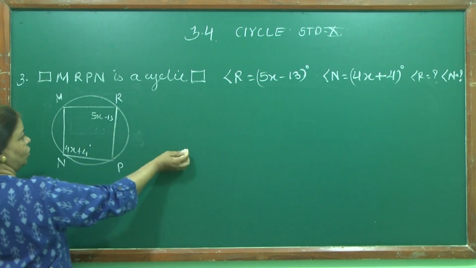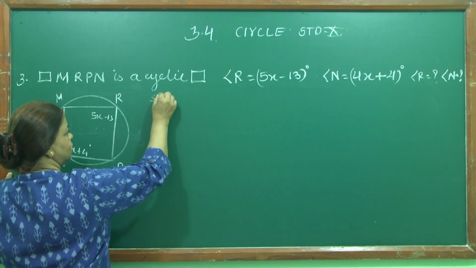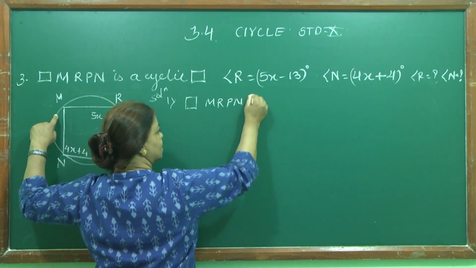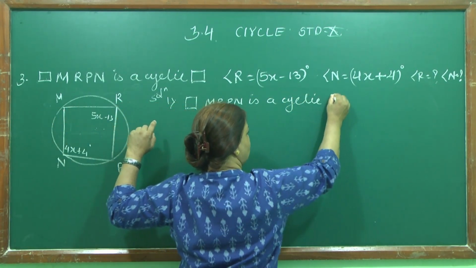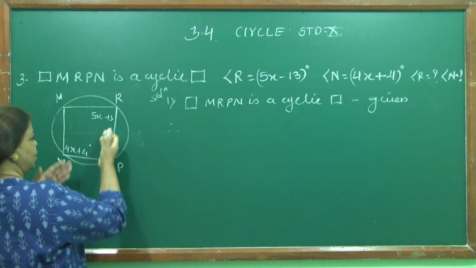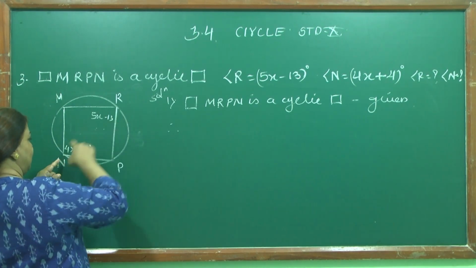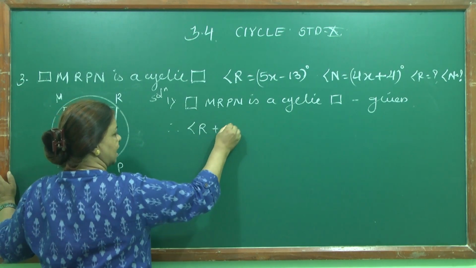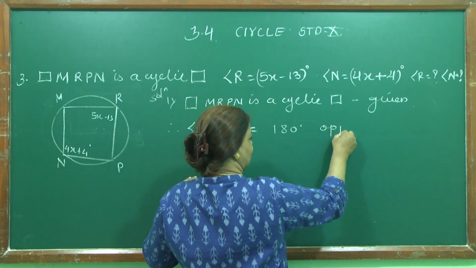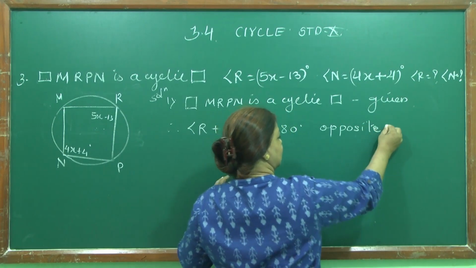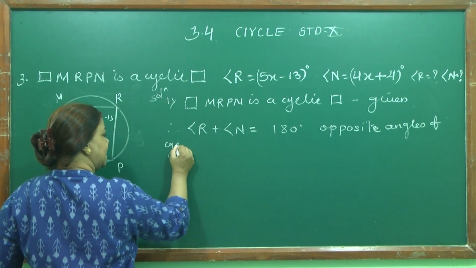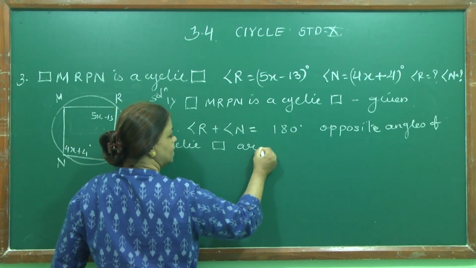So as it is a cyclic quadrilateral, I can start from here. First point, solution: quadrilateral MRPN is a cyclic quadrilateral, and reason for this is given, and therefore I can use the property of cyclic quadrilateral, that angle R plus angle N is equal to 180 degree. Opposite angles of a cyclic quadrilateral are supplementary, children.